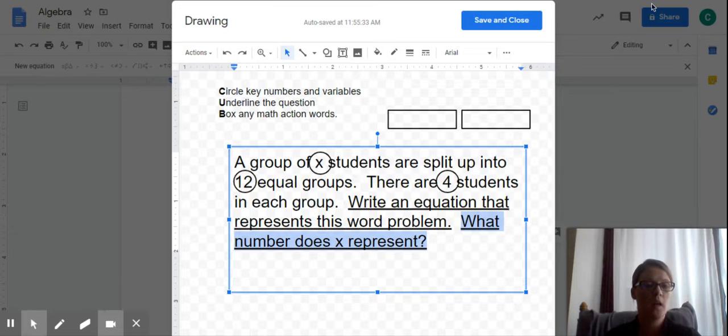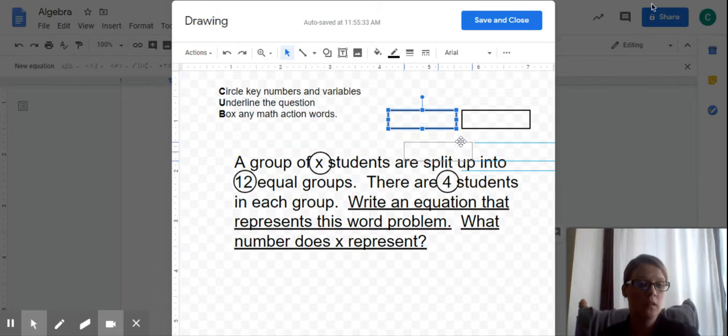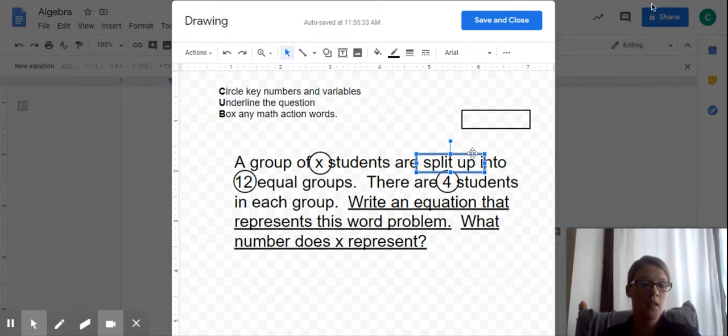So this story problem, you're going to box in split up, because this tells us that we're going to do something that separates them. So we're either going to subtract out or we're going to divide, because we're going to split up the groups.